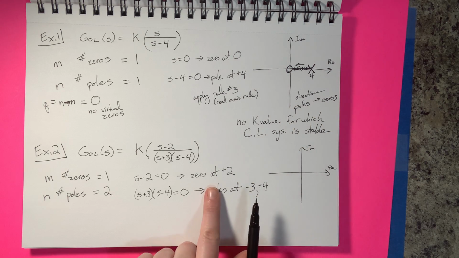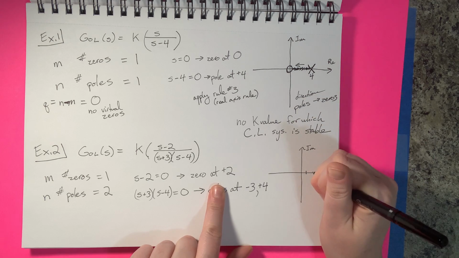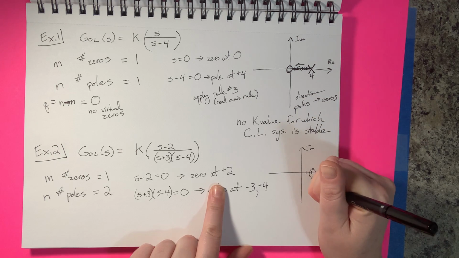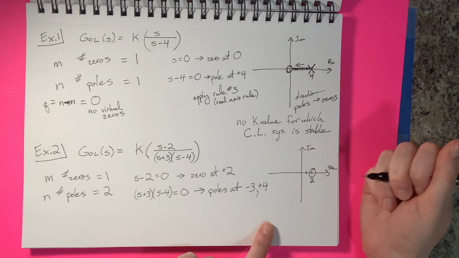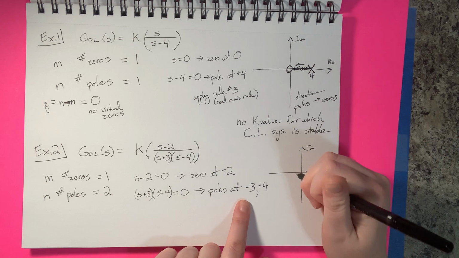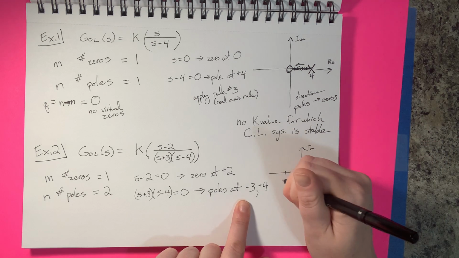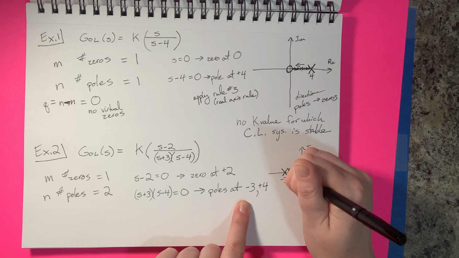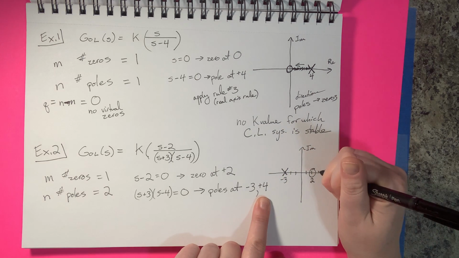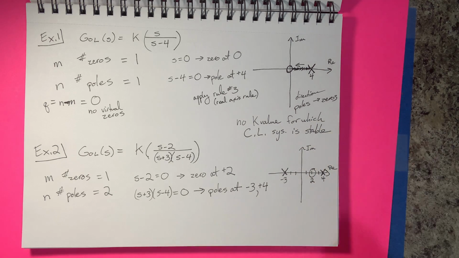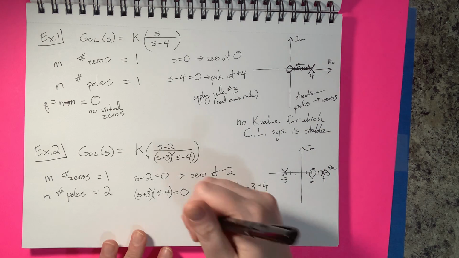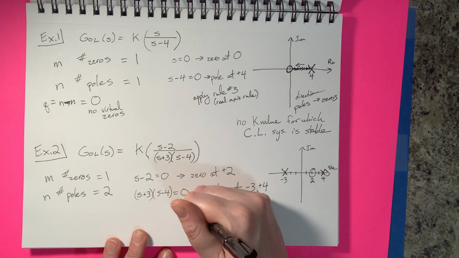All right, so we have our 0 at +2, so let's mark that guy. That's gonna be 2, and we put our circle there. All right, so we have poles at -3, 1, 2, 3, so that's -3, there goes our x, and we have a +4, so 2 more out here, and we have our x right there. Okay, we can now apply the real axis rule.